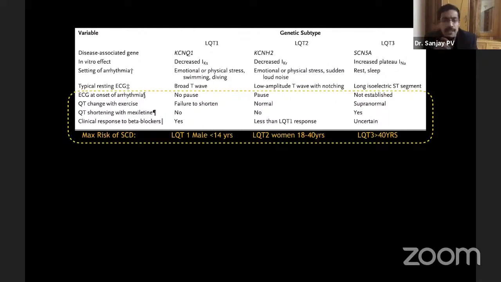So that is the idea of a genetic analysis. One, it is pharmacogenomics, where you know the genomics and you can titrate the therapy. And number two, you can screen your family members also. And one more important thing: long QT1, the highest risk, is most commonly seen in young males less than 40 years, whereas long QT2 is seen in reproductive age group women. They are at the maximum risk. And LQT3 is seen in elderly patients, where the highest risk is there.